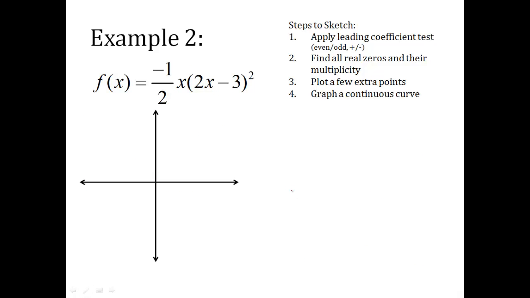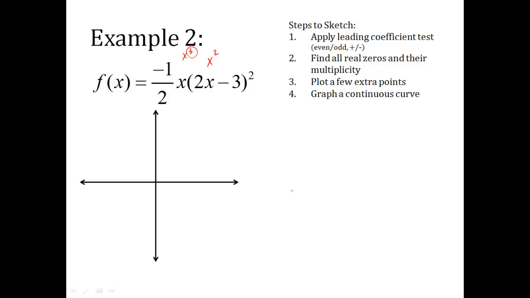Same steps. -1/2 x times (2x minus 3) squared. All right, leading coefficient. Now, be careful. This x squared right here, this x is being squared, so that really means this is x squared. X squared times x is what? X cubed. All right, so my leading coefficient is really odd.